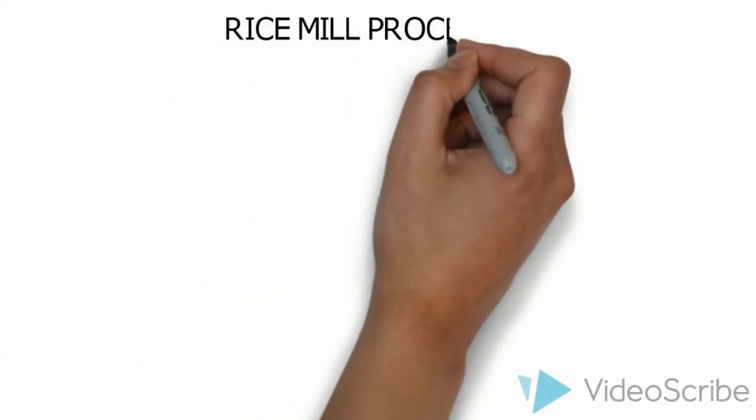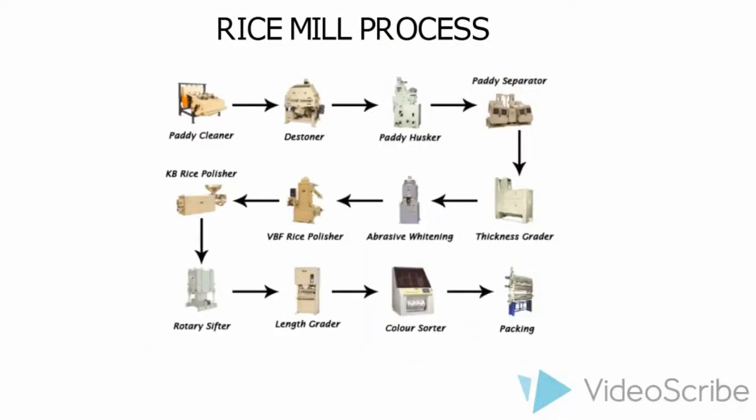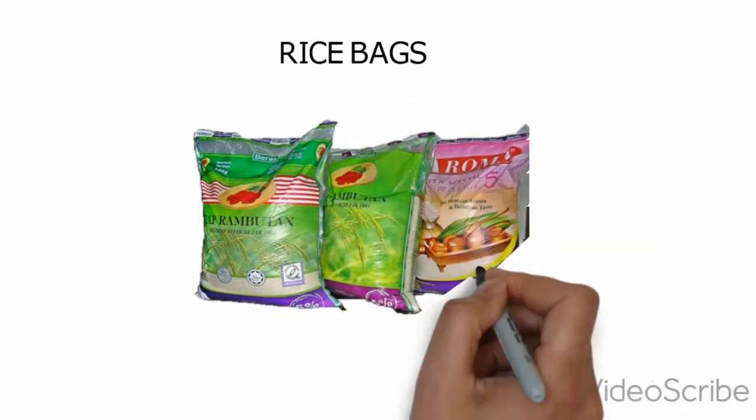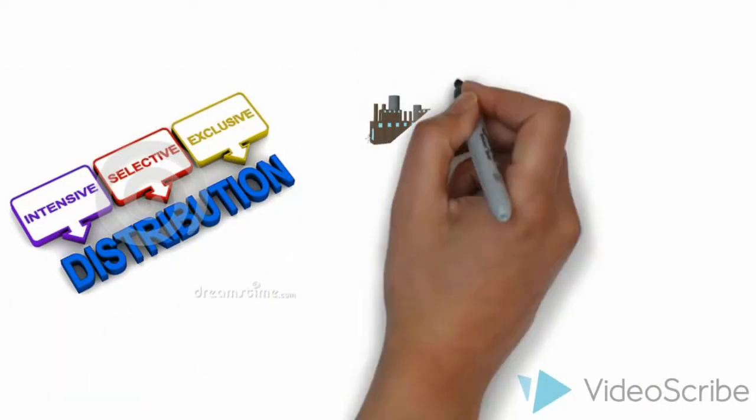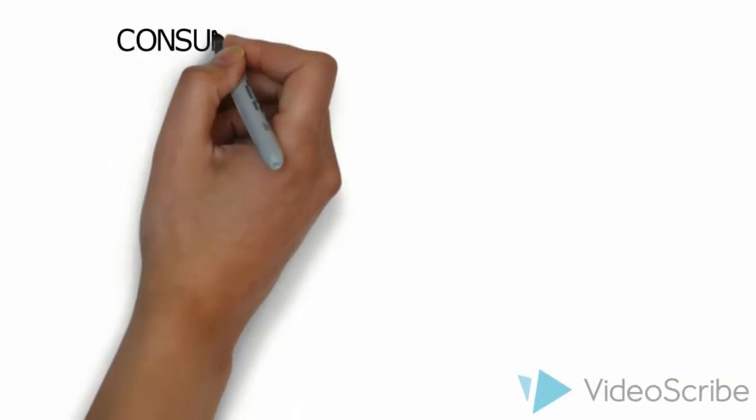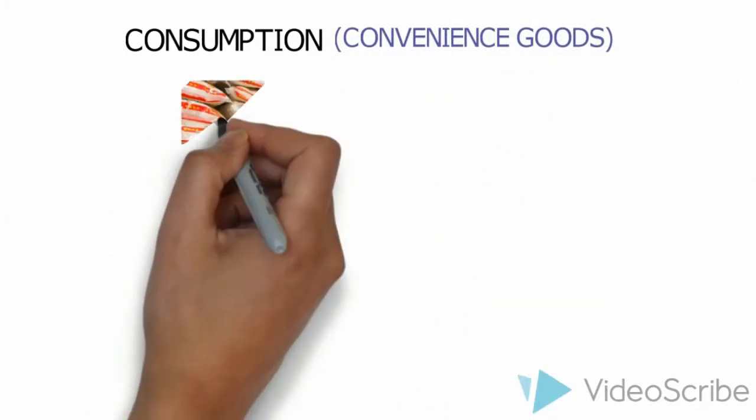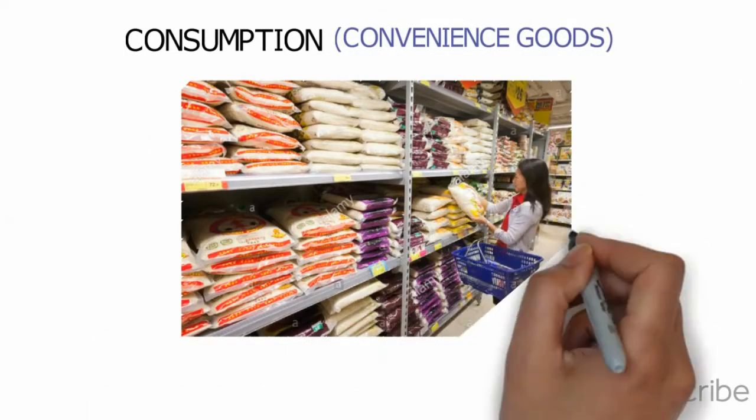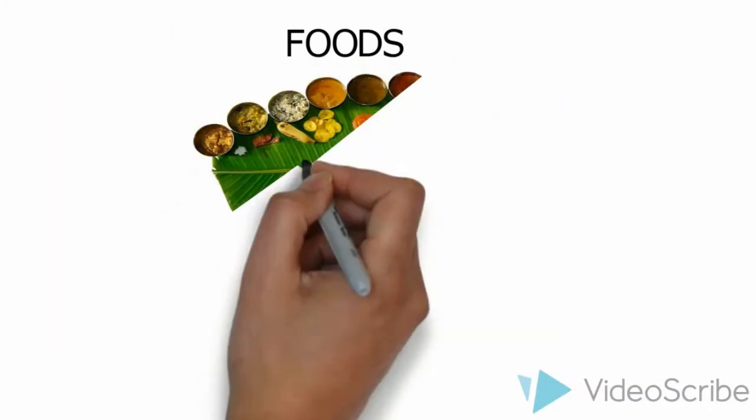The removal of the bran layer and polishing of rice is done in the rice mill process. This is how we get rice bags in the store. This is the distribution process, how we get the rice. Now you see consumption. Rice is a convenience good. It is available in all the stores. This is how we use rice.